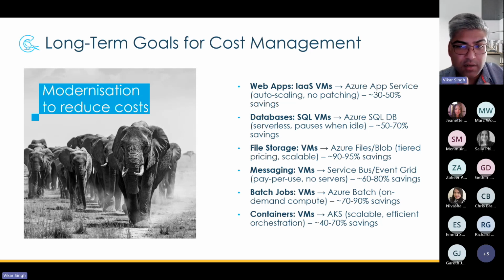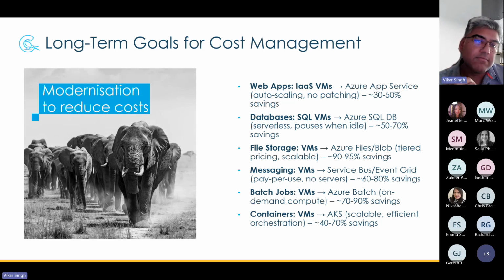Now, modernization delivers huge wins, right? We've seen all along, web apps can drop about 50%, databases about 70%, files about 95%, containers about 60%. If we are using messaging or batch jobs, we can hit about 80 to 90% savings on these. Overall, with just some small tweaks in your environment and long-term planning, if you're picking the right solutions up front or you're trying to modernize your applications, you could see anything from a 20 to 95% savings over time. So it's just something to keep in mind.